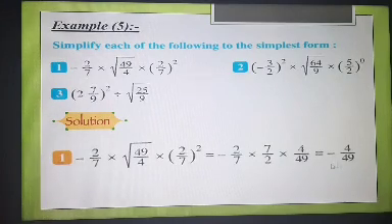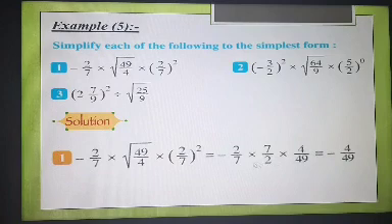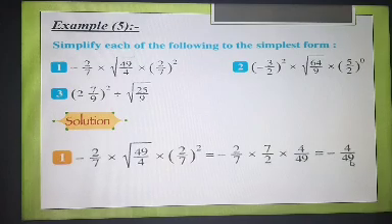Root 49/4 will be 7/2. 2/7 power 2, 2 power 2 it will be 4, 7 power 2 will be 49. Then we have to multiply the three fractions together. It's to give you negative 4/49.